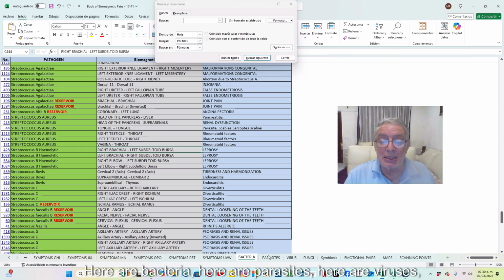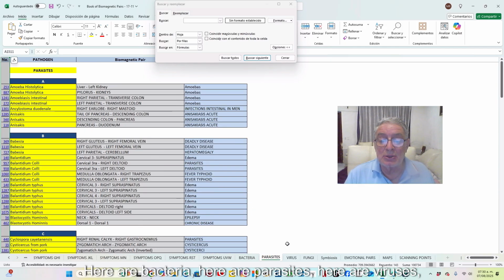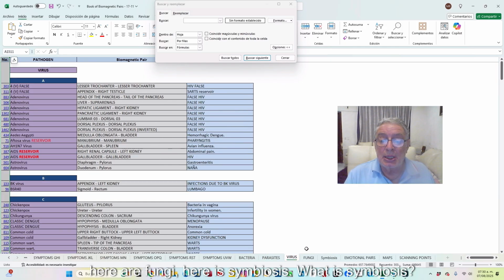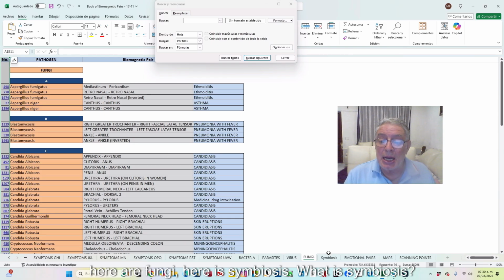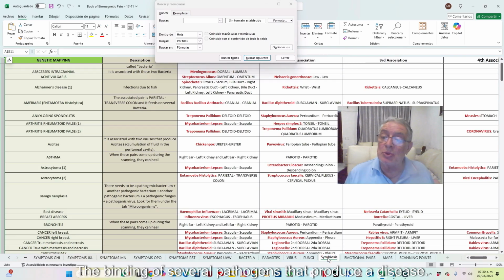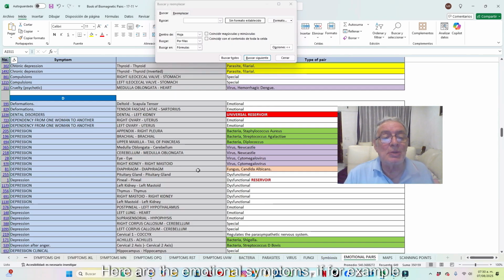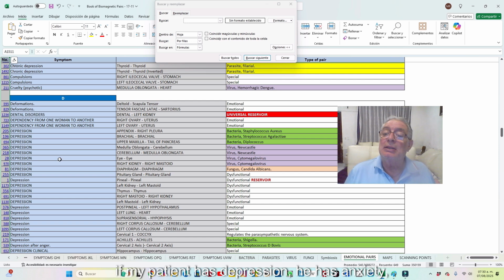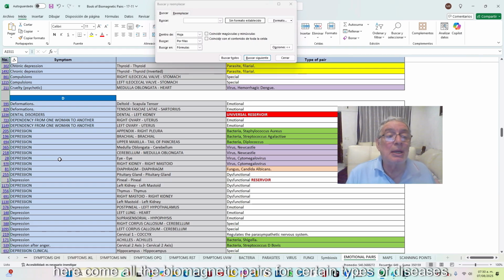Here are bacteria, here are parasites, here are viruses, here are fungi, here is symbiosis. What is symbiosis? The binding of several pathogens that produce a disease. Here are the emotional symptoms. If, for example, my patient has depression, anxiety, or disorders due to some emotion, here come all the biomagnetic pairs for certain types of diseases.